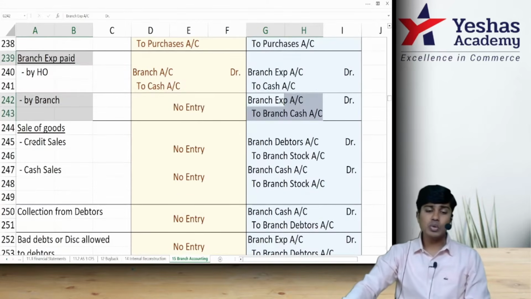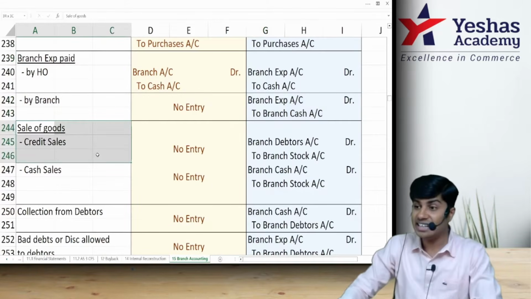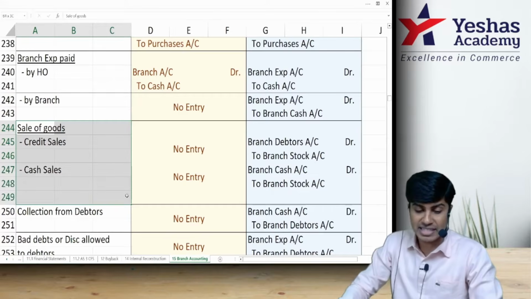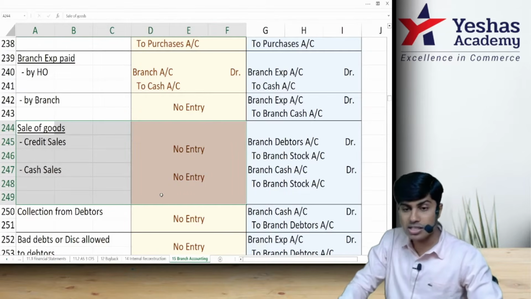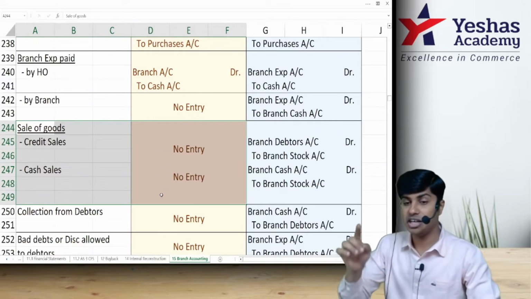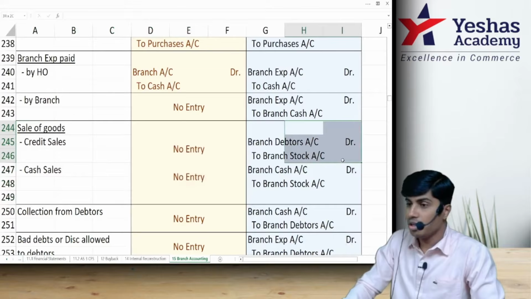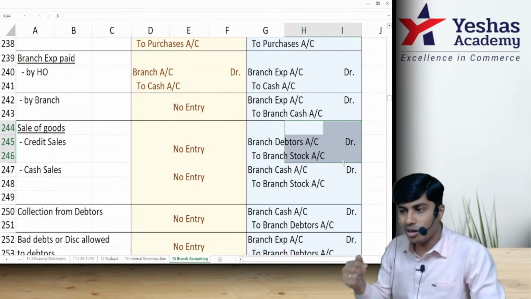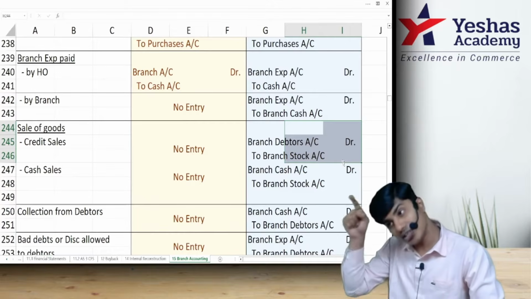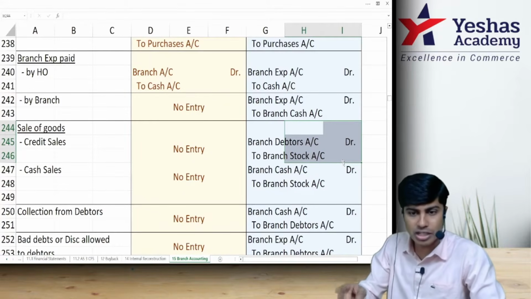Next, if the goods are sold at the branch, it can be credit sales or cash sales. Under the debtor system, for both cash sales as well as credit sales, there would be no journal entry because this transaction is affected between branch and third party. However, if it is the stock debtor system, we usually write a journal entry for credit sales, debtors to sales. Here we will not write debtor to sales, we will write branch debtor to branch stock. Sales account is not maintained, we call it branch stock.